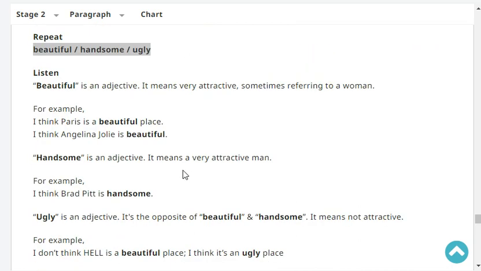Beautiful is an adjective. It means very attractive, sometimes referring to a woman. For example, I think Paris is a beautiful place. I think Angelina Jolie is beautiful. Handsome is an adjective. It means a very attractive man. For example, I think Brad Pitt is handsome.